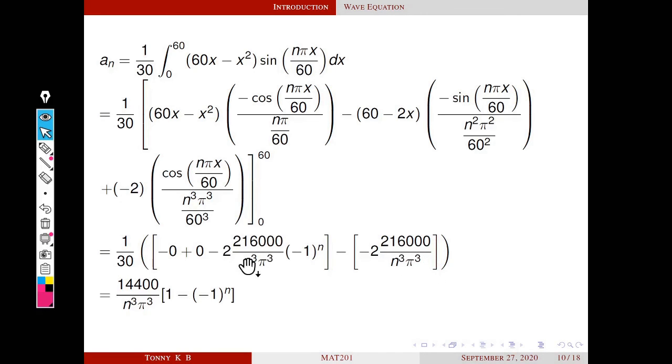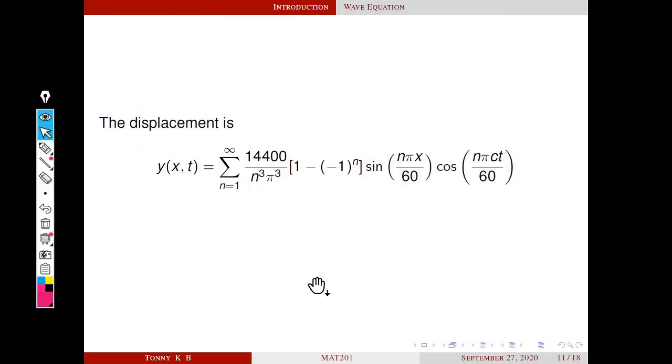By simplifying this, we get 14400 by n³π³ into (1 minus (-1) raised to n). So this is our a_n. So the displacement function y(x,t) is sigma n equals 1 to infinity, this is our a_n into sin(nπx/60) cos(nπct/60). So this is the solution of our problem.